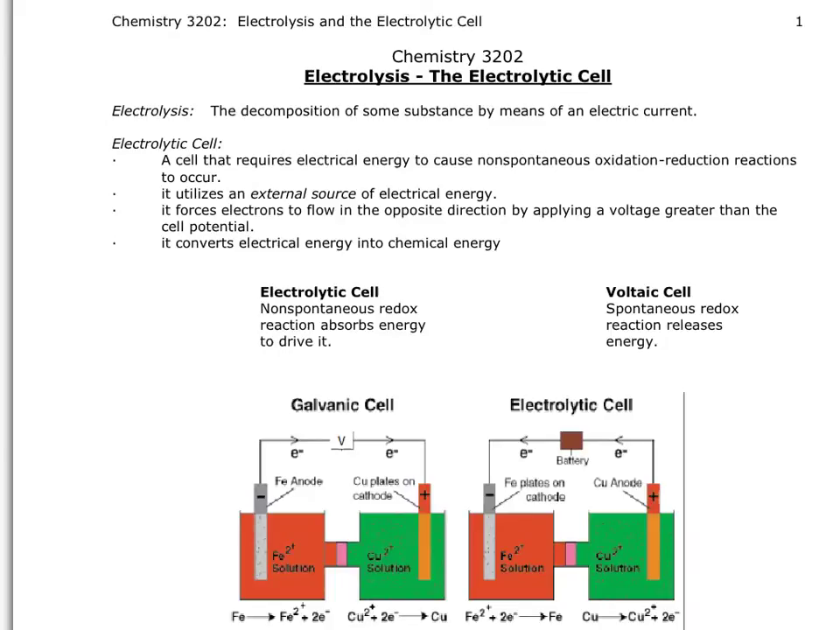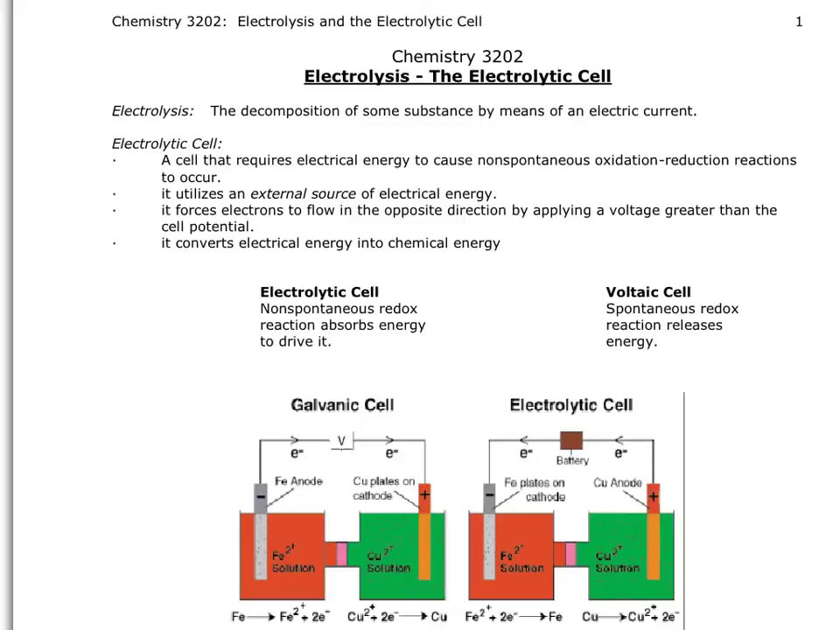Electrolysis is the decomposition of some substance by means of an electric current. In this lesson, we're going to be looking at electrolytic cells. An electrolytic cell is a cell that requires electrical energy to cause non-spontaneous redox reactions to occur. Up until now, we've been looking at electrochemical cells, or voltaic cells, and these cells spontaneously produce electricity from a chemical reaction. An electrolytic cell is the exact opposite.